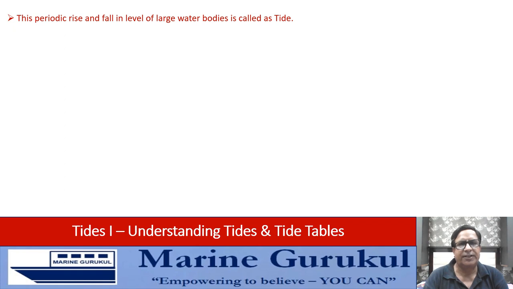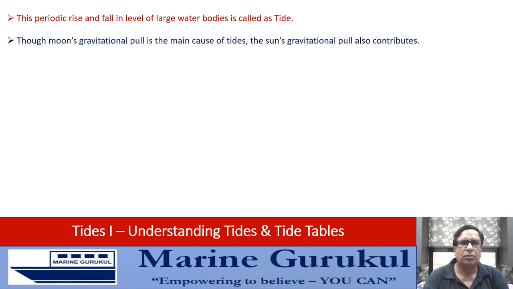Though Moon's gravitational pull is the main cause of tides, as just discussed, the Sun's gravitational pull cannot be completely ignored and does have a modifying effect on the tides.